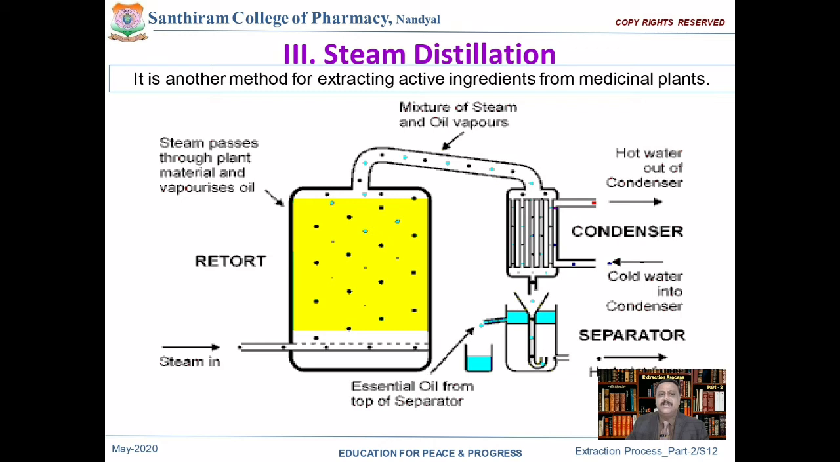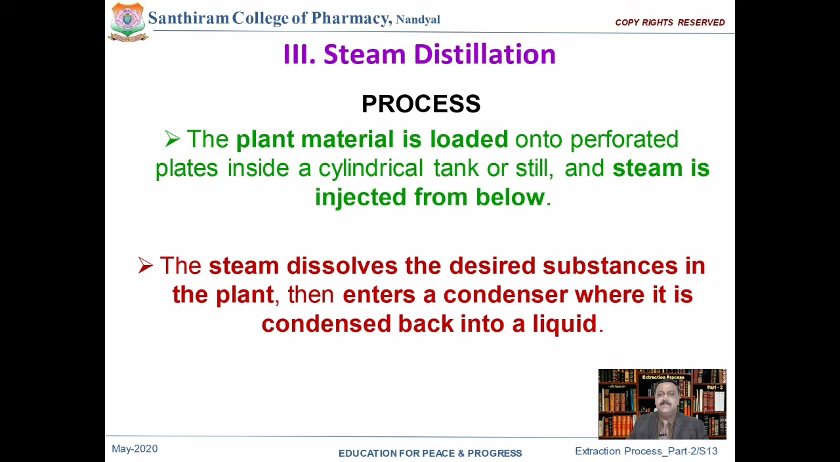What we are doing in the process is that initially the plant material is loaded onto the perforated plates inside a cylindrical tank or a cylindrical still, and steam is injected from below. So you can look at the diagram. I told you earlier that there is a retort, right? That is also called a still, and that is the sampling tank.